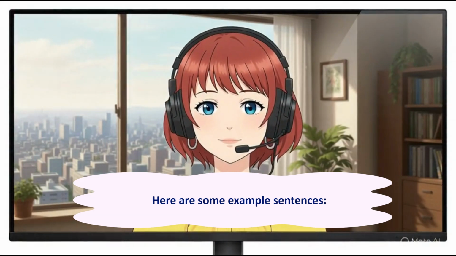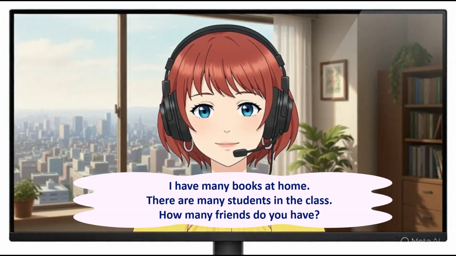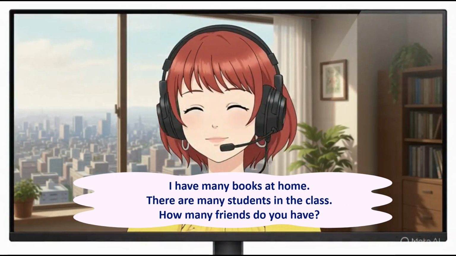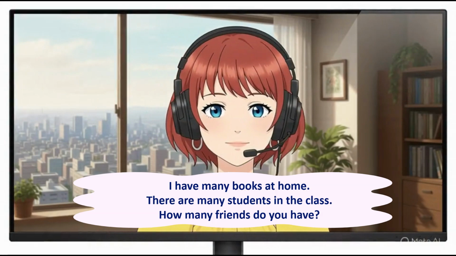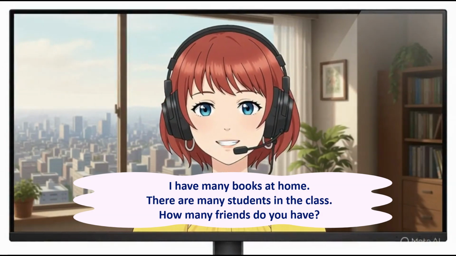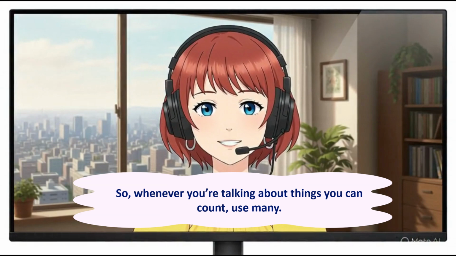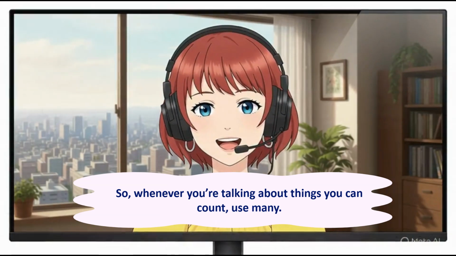Here are some example sentences. I have many books at home. There are many students in the class. How many friends do you have? So whenever you're talking about things you can count, use many.